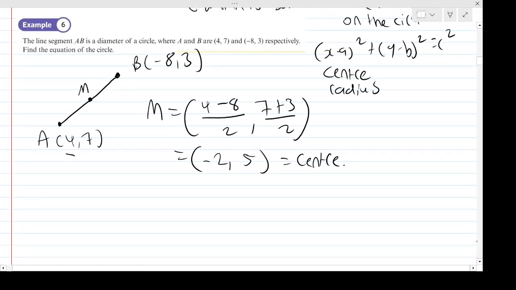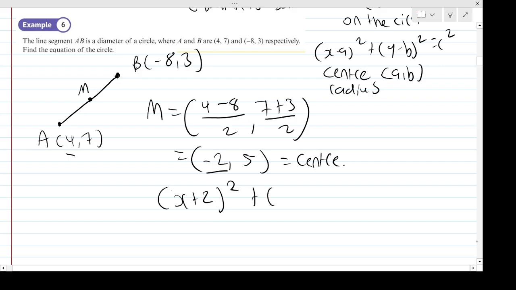Okay, so I'll start to fill in my equation then. Well, it's going to be x minus a, okay? But the centre is minus 2, so it needs to be x minus minus 2, which is x plus 2, all squared. Because remember, the centre is (a, b), so if my centre x is minus 2, then it needs to be the negative of that in the equation. So negative 2 would be plus 2.